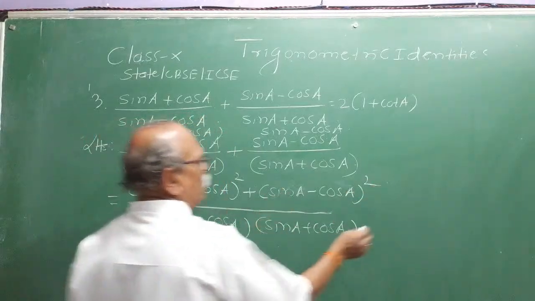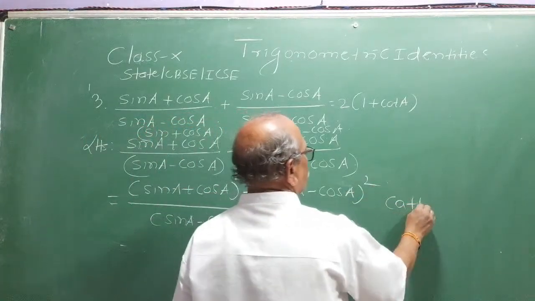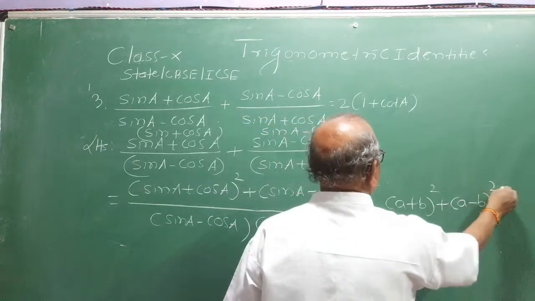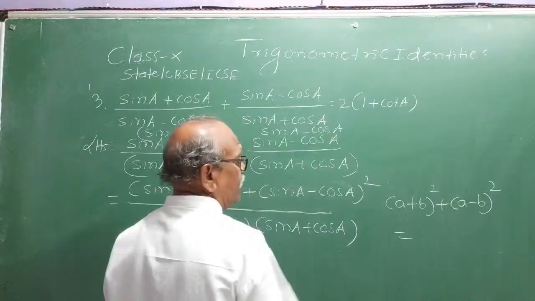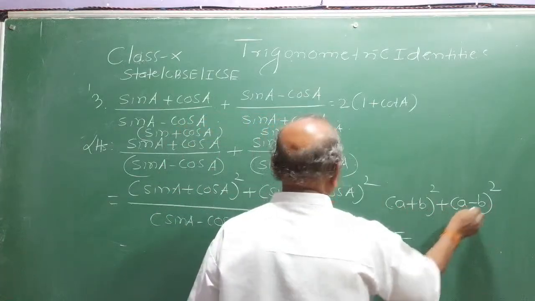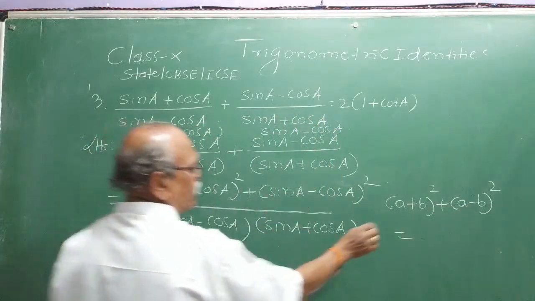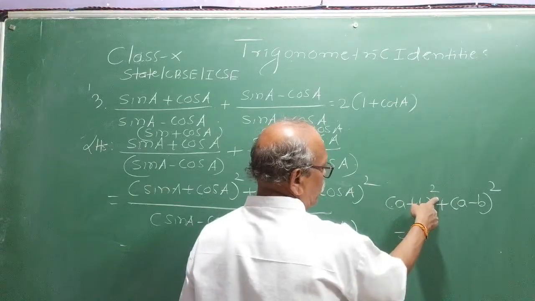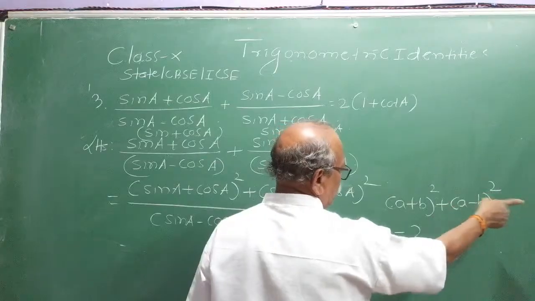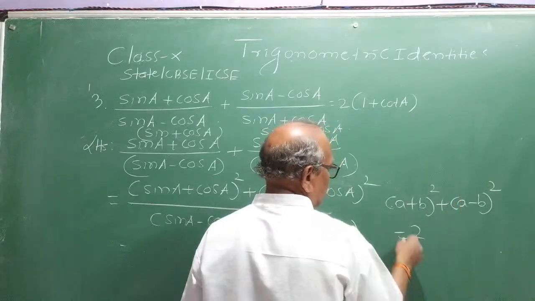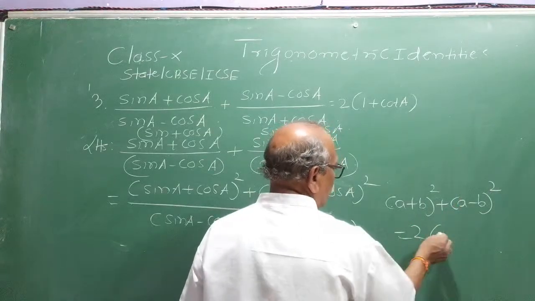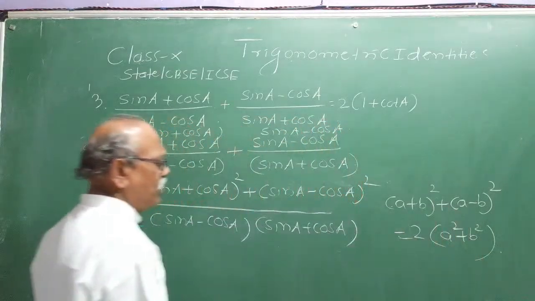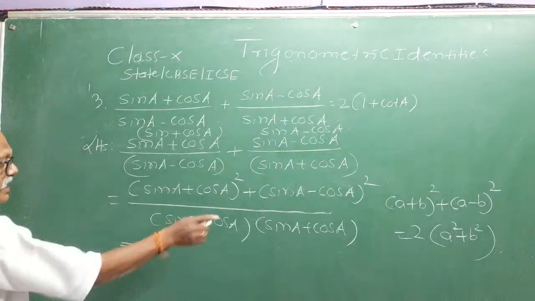You can observe that the numerator is in the form of A plus B whole square plus A minus B whole square. In the last period, I gave you this identity. Need not expand it. It is A square plus B square plus 2AB, plus A square plus B square minus 2AB; plus 2AB minus 2AB cancels. You are left with 2 times A square plus B square.